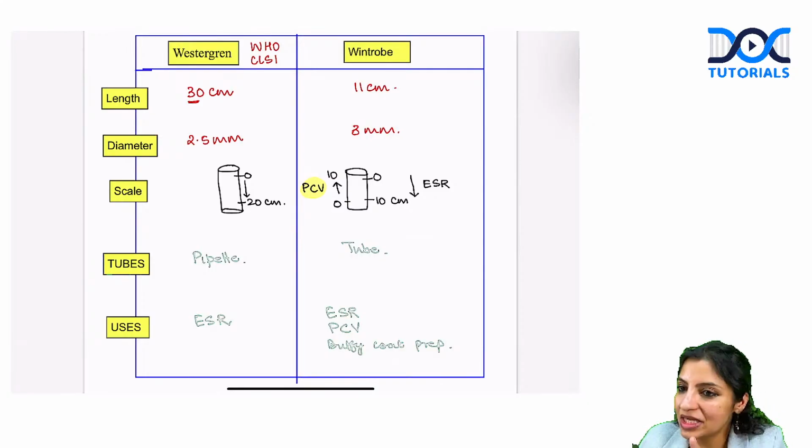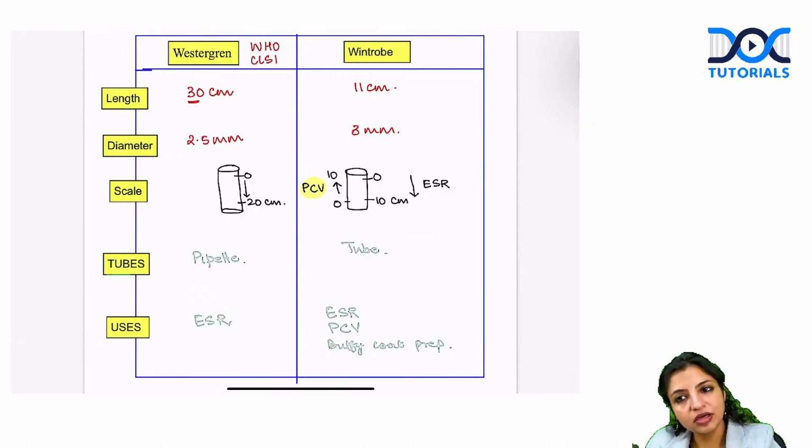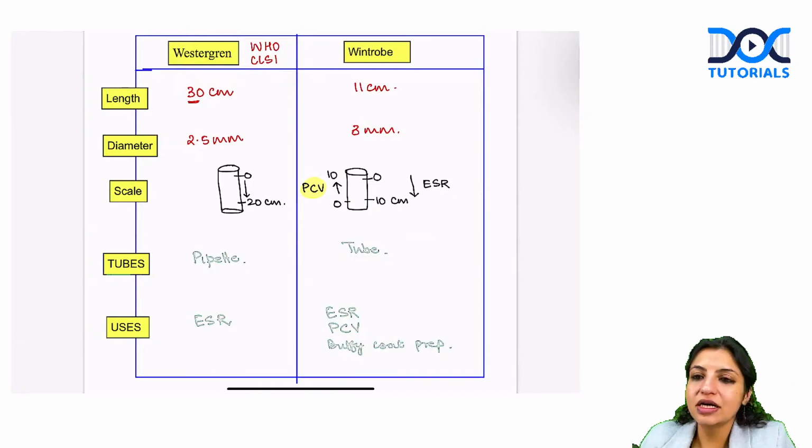Wintrobe's tube is 11 centimeter long, but it has a marking only till 10 centimeter, both from top to bottom and bottom to top, for ESR and packed cell volume. Apart from that, it can also be used for Buffy coat preparation. So that is about the difference between Wintrobe and Westergren.